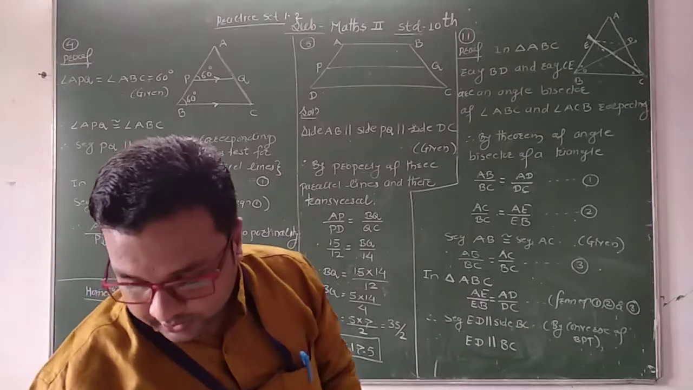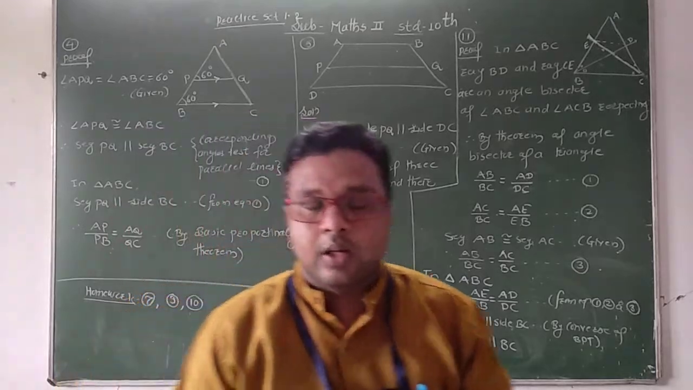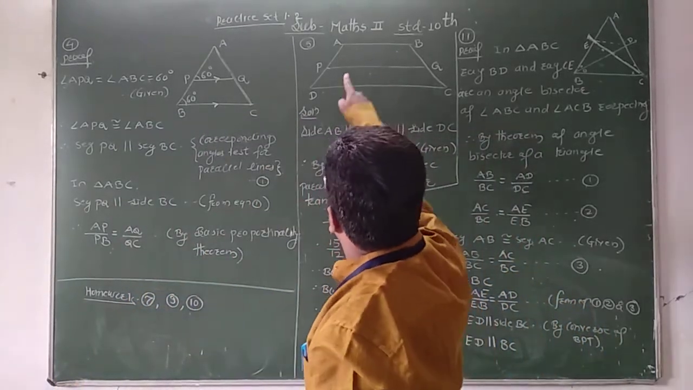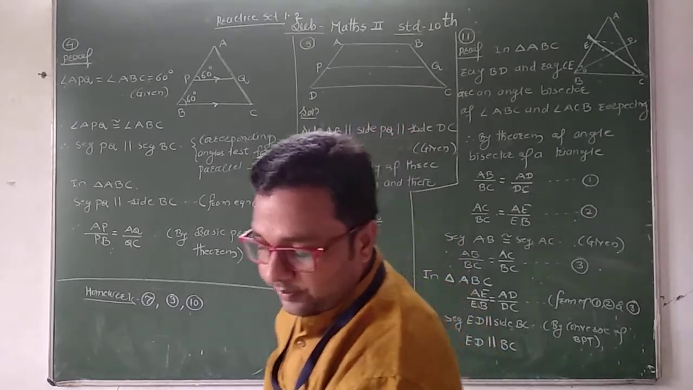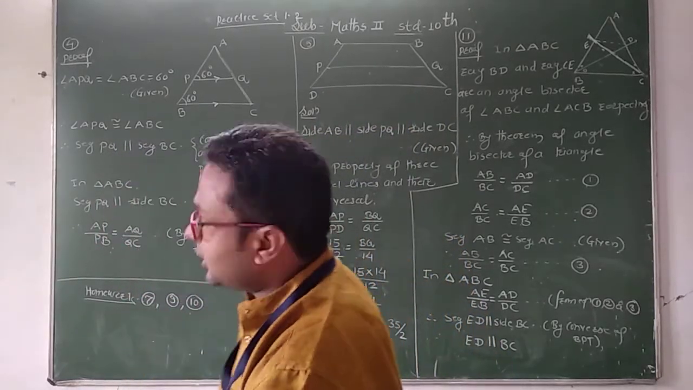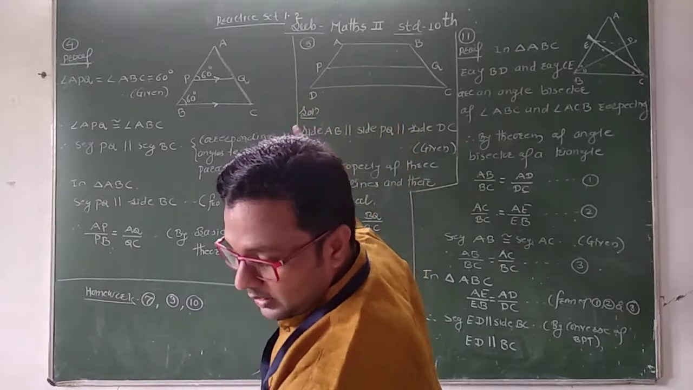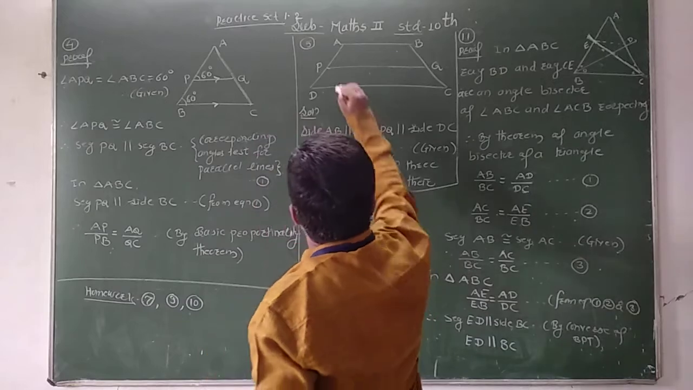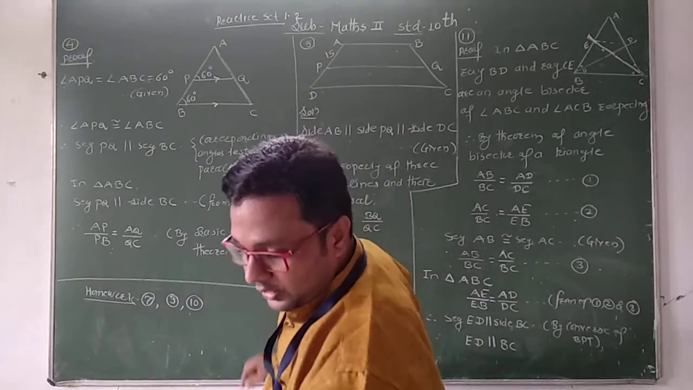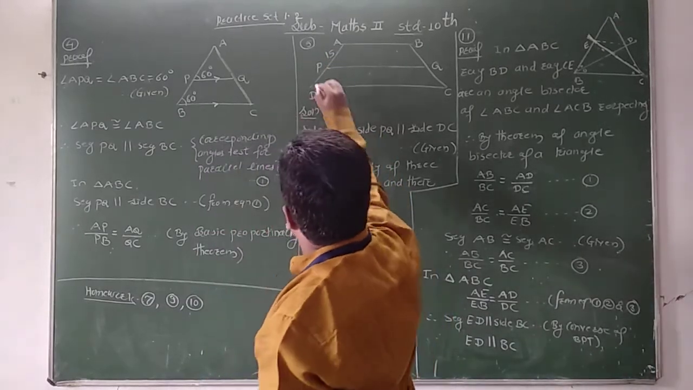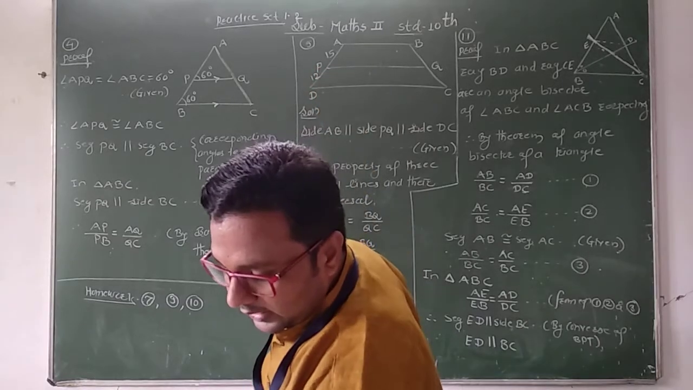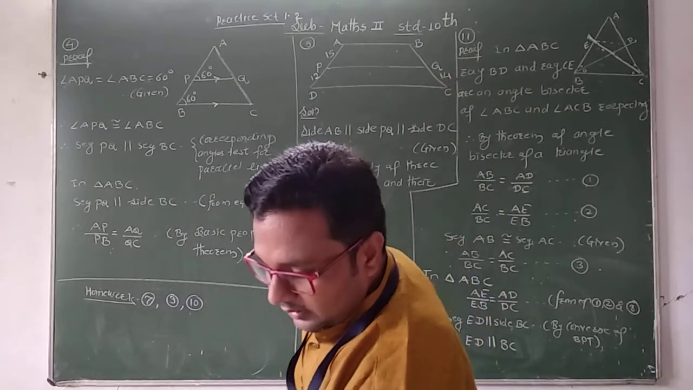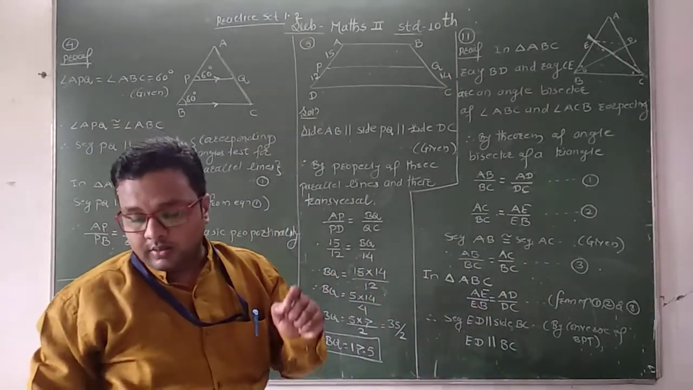Now see the next question. Question number 5. In trapezium ABCD, side AB is parallel to PQ and it is parallel to DC. AP is given 15. Then PD is equal to 12. After that, QC is given 14. Then here we have to find out BQ.